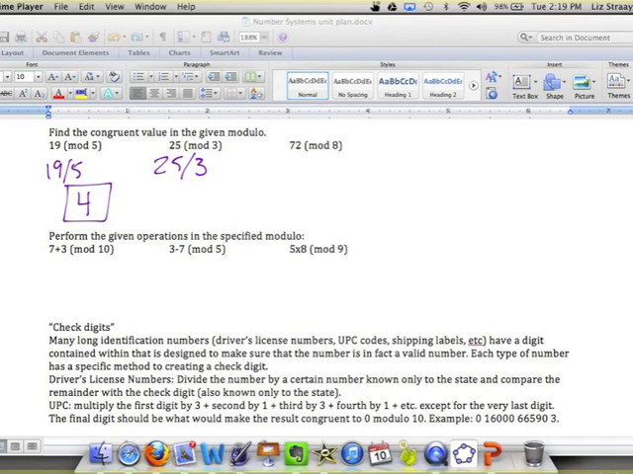25 divided by 3. We don't care how many times it goes in. It goes in 8 times, but what we care about is what is the remainder after we take those away. So I said the closest one was 8. 8 times 3 is 24, with a remainder of 1. Then 72 divided by 8, with a remainder of 0, because it actually goes in.